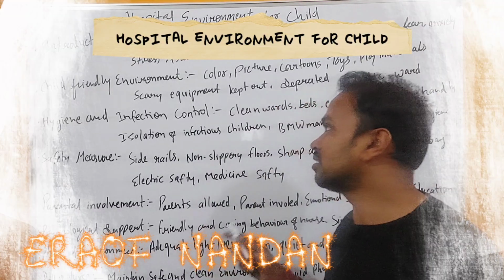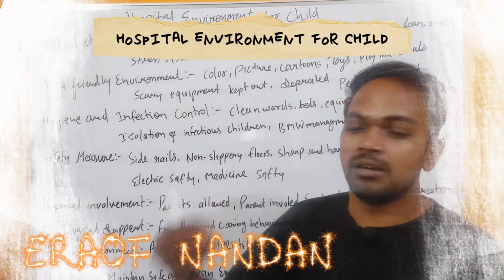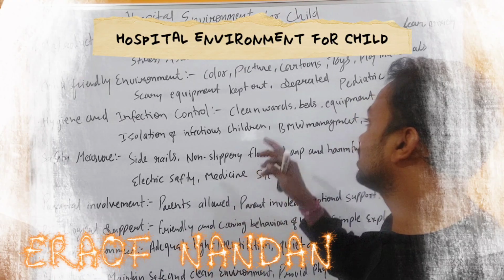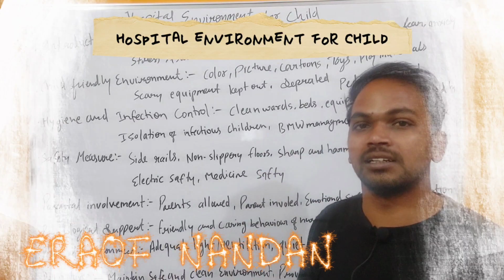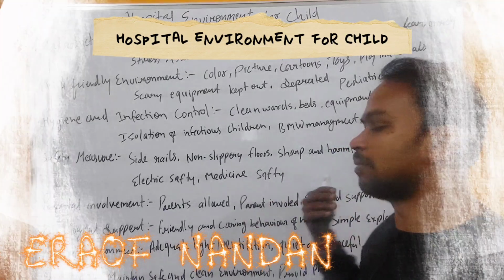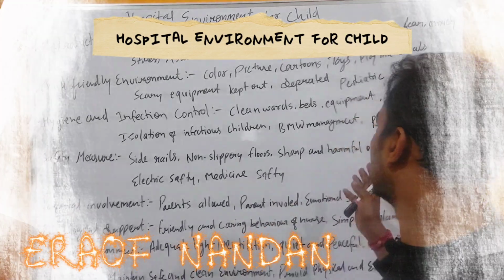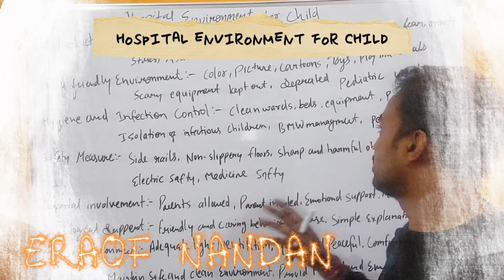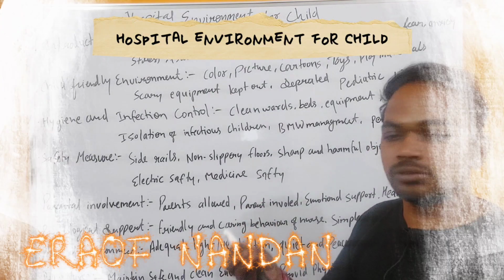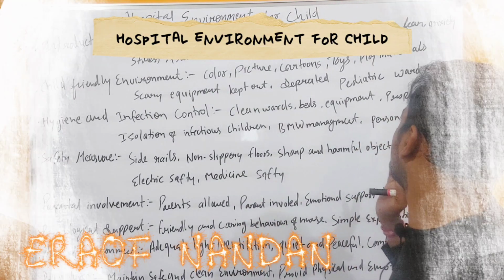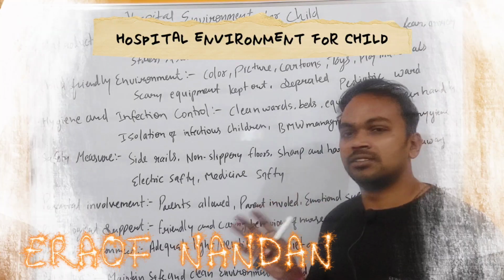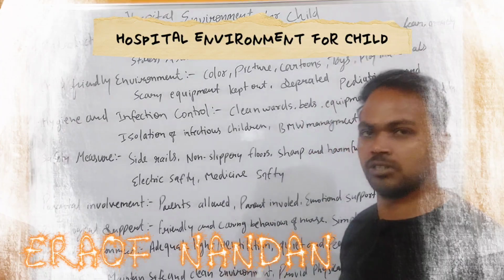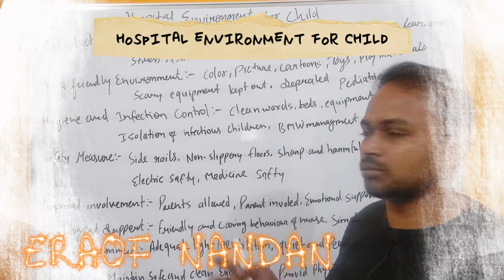Then the hygiene and infection control. So how can a nurse maintain the hygiene and infection control in the ward for the child? A clean ward, a ward should be neat and clean. Then the beds should also be neat and clean. Then equipment, all the equipment the nurse is going to use should be clean. A nurse should use gloves and proper hand hygiene. A nurse should do hand hygiene before procedure and after procedure in the pediatric ward. Not only in pediatric but in every ward, it's very compulsory.